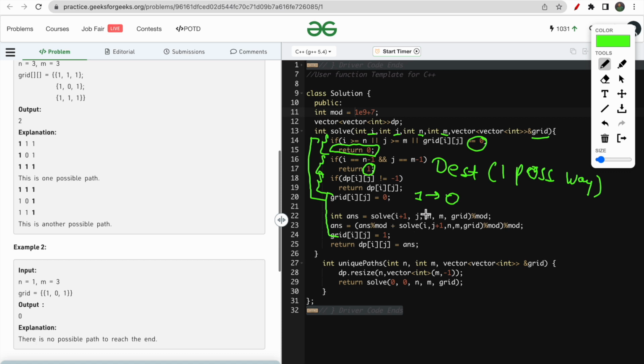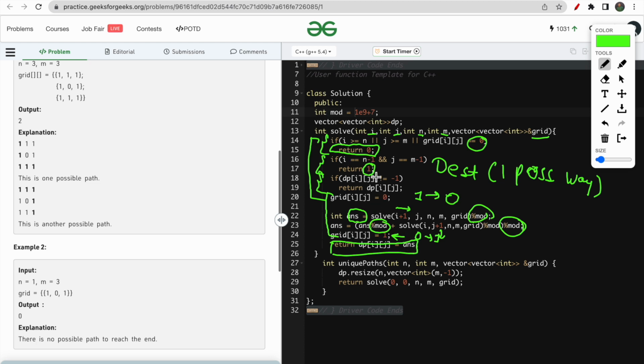And yeah, we had two choices: one to move to the right, that is i plus 1, and one to move down, that is j plus 1. So we use one answer variable, storing both of them by taking mod everywhere possible. Then after traversing to both right and down, we again make grid of ij to 1. Correct. Initially we converted from 1 to 0, then again we converted from 0 to 1, back to the original state, and in the end we return our answer. We return dp of ij equals answer. Simple as it is. So yeah, this is how this recursive function works.